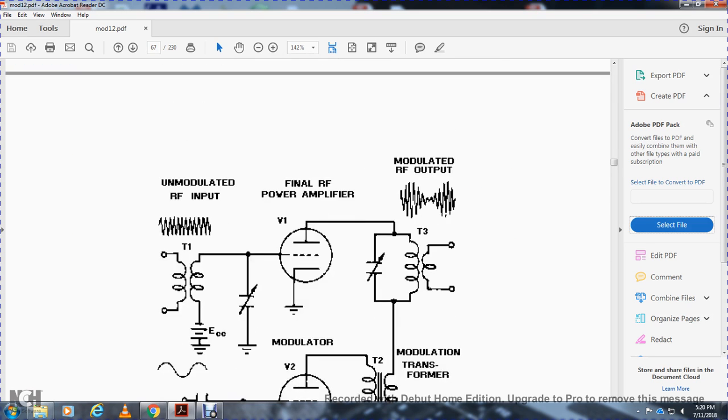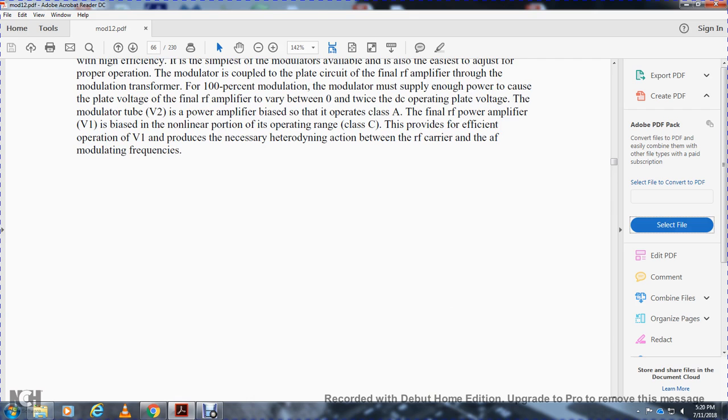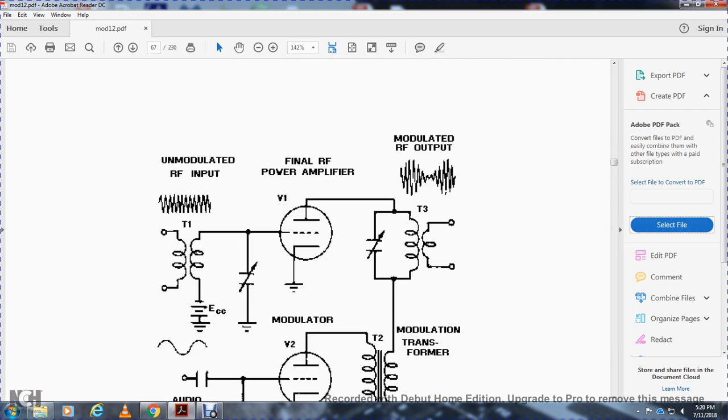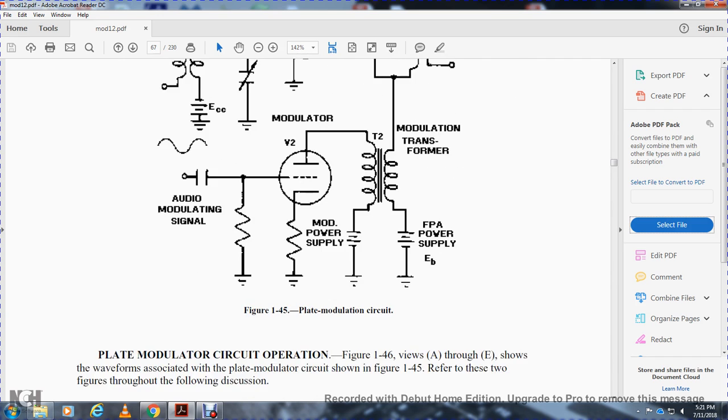Alright, this shows the transmitter, transistor 1, and unmodulated radio frequency input through the capacitor, amplifier, final radio frequency power amplifier, modulation radio frequency amplifier, capacitor, transmitter, audio modulation signal, resistor, modulator. V2 was your modulator tube, and transmitter 2, transformer 2, modulation power supply, and power signal.